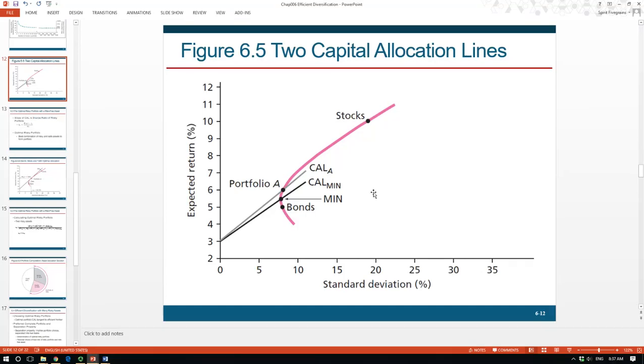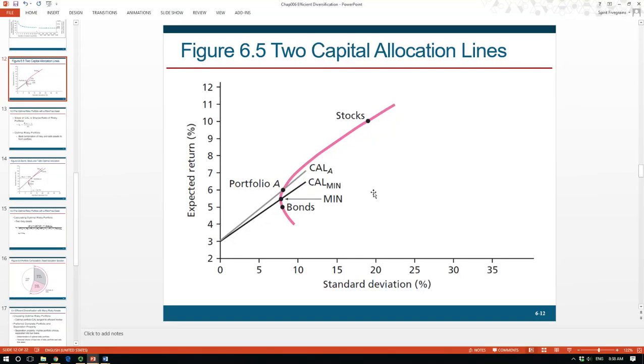Hello everyone. In this video I'm going to show you how to form an optimal risky assets portfolio, and I will also show you how to make the best portfolio choice between bonds, stocks, and risk-free assets. Now let's take a look at this picture.